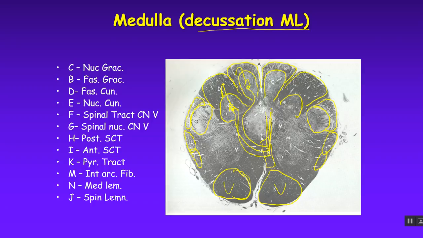We're at that level where those gracile and cuneate nuclei are, where the second order neuron in this pathway is going to cross over and ascend as the medial lemniscus. But these fibers right here are called internal arcuate. They're arcing around from their location to cross over, internal arcuate fibers. And we have our spinal lemniscus here, J. Spinal lemniscus is here. That's pain and temperature from the body, right? Okay.